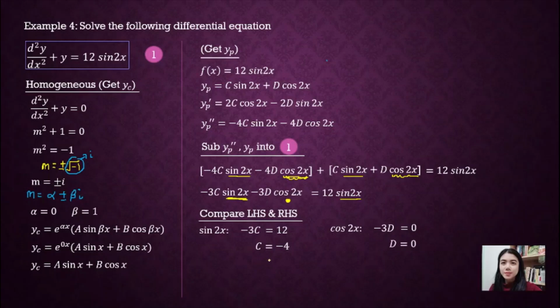Now substitute your value of c and d into your yp. So this is your yp. You're going to substitute into here. Your value of c here is actually negative 4. So you have negative 4 multiplied with sine 2x. And then plus d cos 2x. D here is actually 0. So 0 multiplied with cos 2x will give you 0.